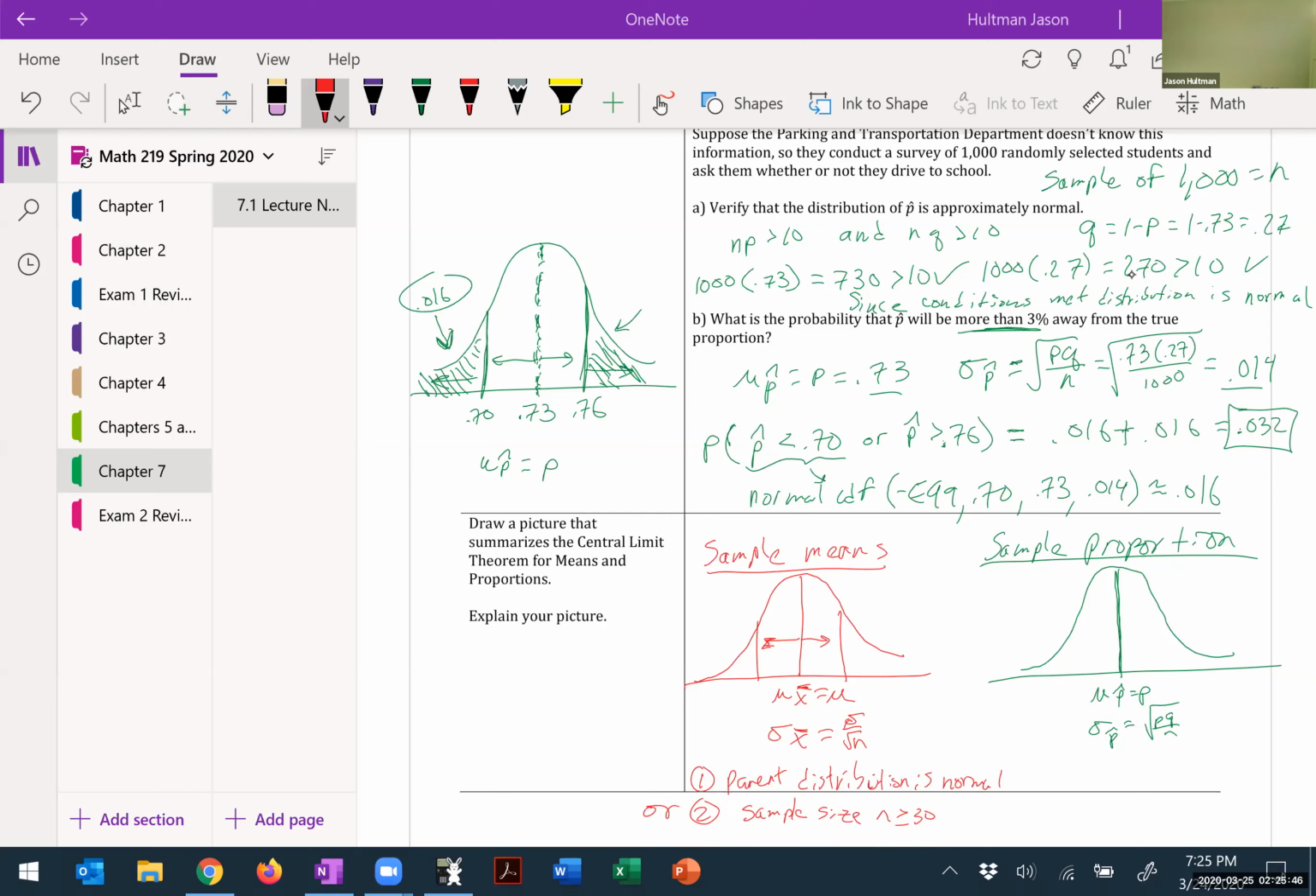So for the sample proportion, we learned that the mean was equal to the population proportion, and the standard deviation was the square root of p times q over n. It is nearly normal only if n times p is greater than or equal to 10, and n times q is greater than or equal to 10. So that's the summary here.